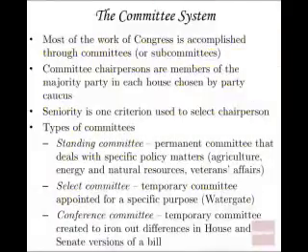All right, the committee system. This is where most of the work of Congress is actually accomplished. It's through committees, or more specifically, subcommittees. If you've ever visited Washington, D.C., and you hear the bell ringing near the Capitol, that means it's time to actually go and make the vote.